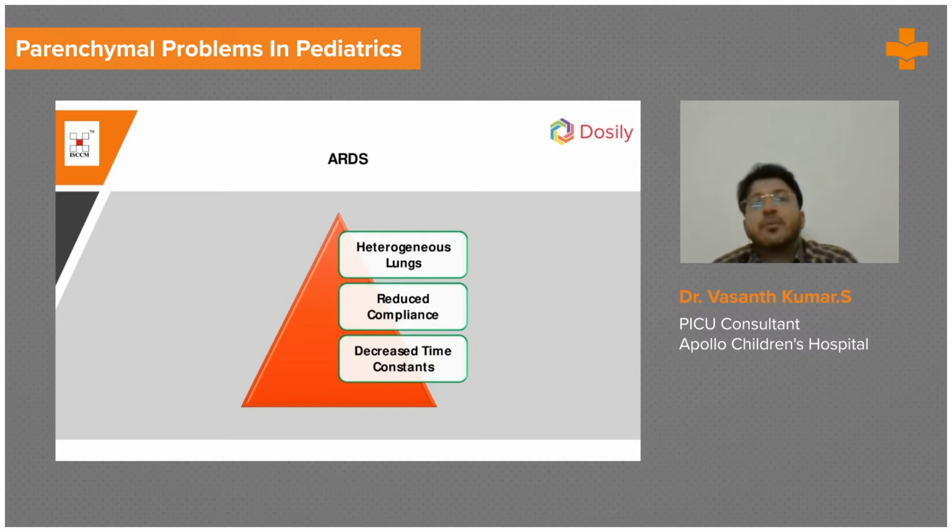So the main thing to remember is ARDS is a heterogeneous lung disease. It can have normal alveoli, which is considered the baby lung, which you are trying to protect. And there can be alveoli which are filled with fluid, collapsed, or consolidated. The fluid and collapse we are trying to open up by instituting PEEP. Because of this there will be reduced compliance. And as I already discussed, when compliance is reduced, the time constant is also reduced. Because the time constant is reduced, you will decrease the E time and increase the I time.